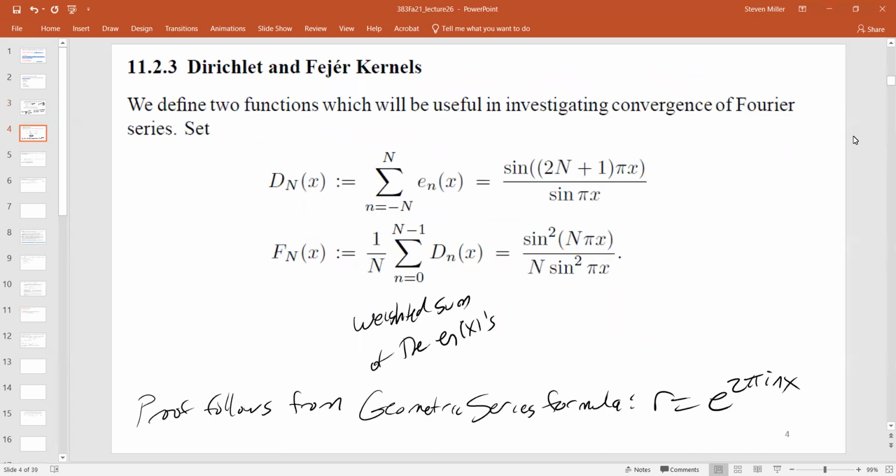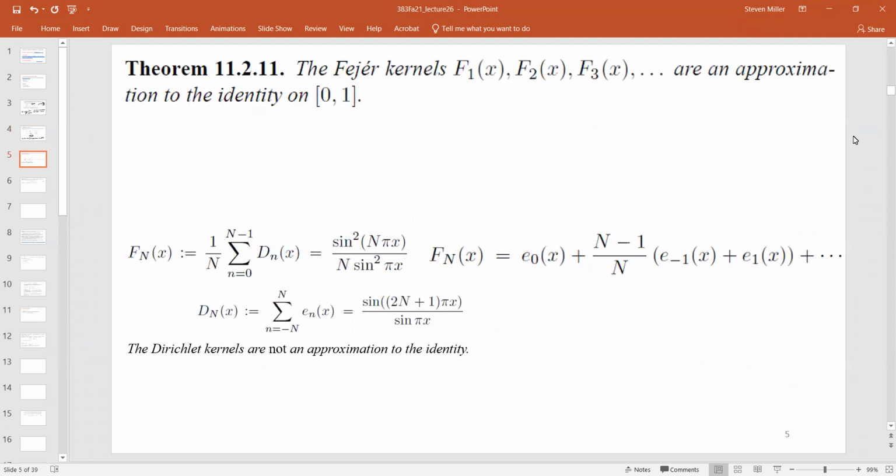We talked about the Dirichlet kernels and the Fejér kernels and how these are related to Fourier series. It turns out that they have extremely nice explicit formulas for the sums. This comes from just using the fact that we have a geometric series with a ratio. So the first, as a nice exercise, is that the Fejér kernels form an approximation to the identity. When we look at the formula as sine squared over n times sine squared, it's clear that it's non-negative.